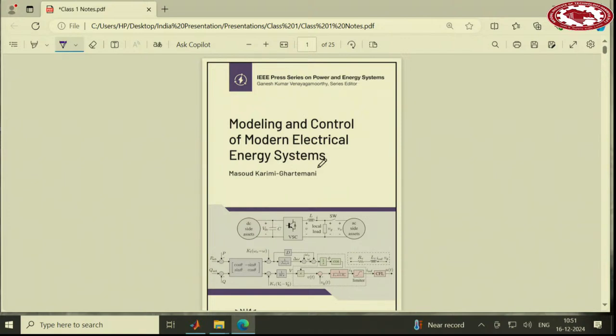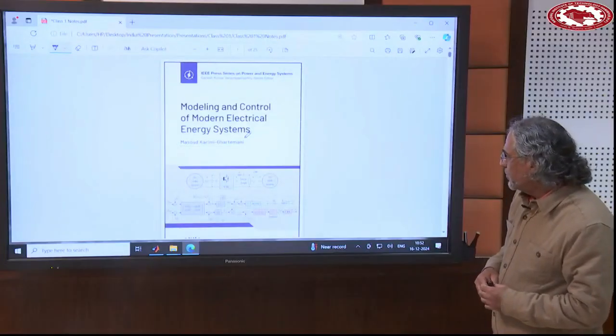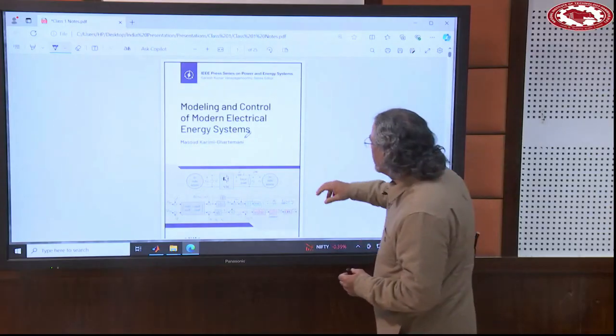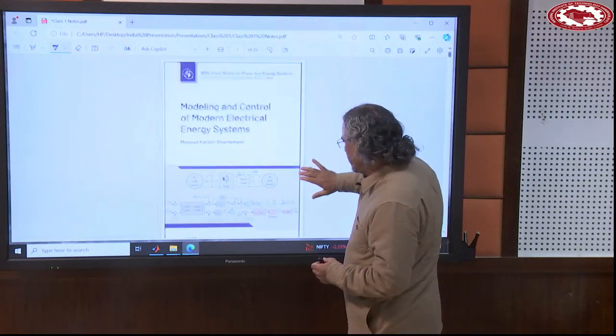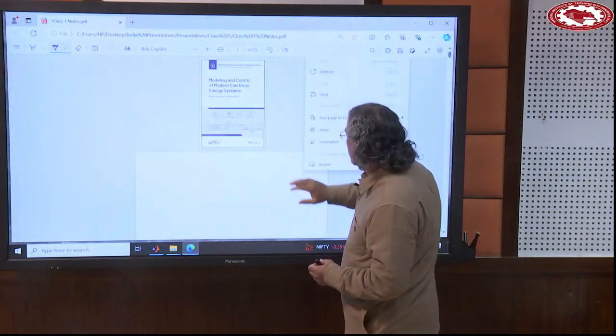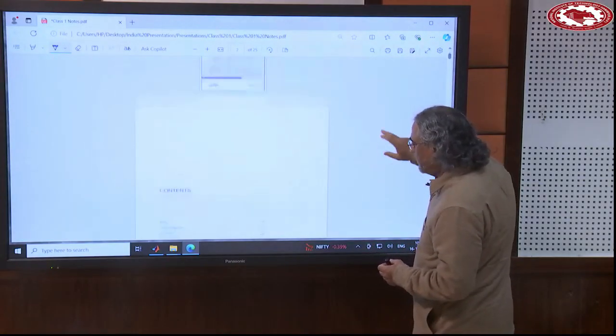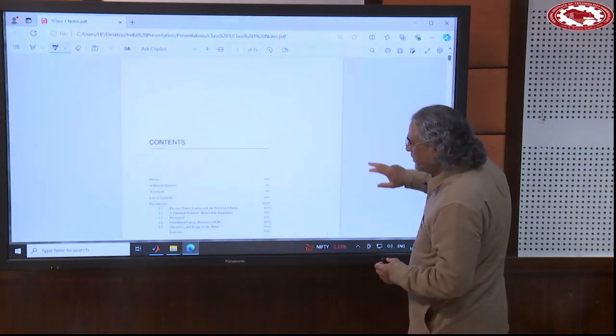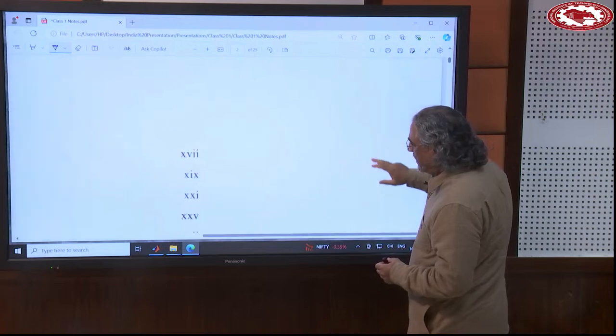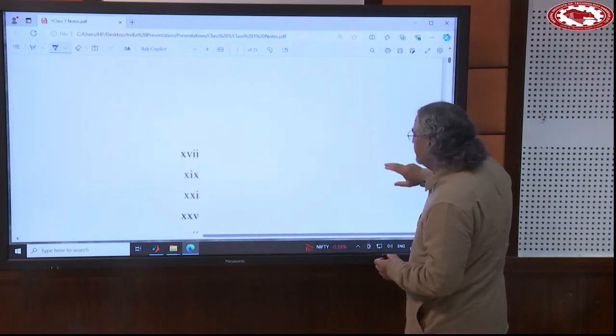So the plan, as we talked with Dr. Chandrasekharan, was to follow this book for the most part, or the topics from this book. This book was published about 2 years ago, and I just put the cover page here for your information. So my plan is to go through the contents of the book. It has several chapters.